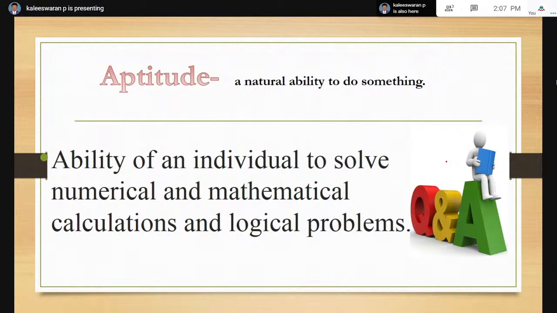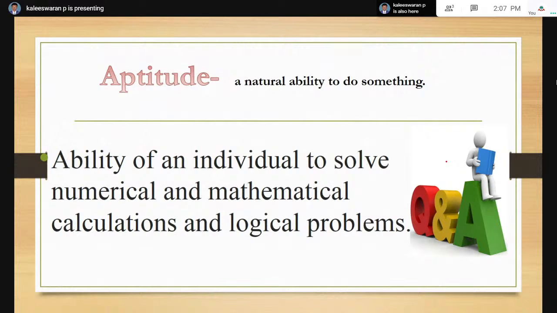Next, now you got the answer for the first question: as a first year student, why should I know aptitude? Because after completing your degree, wherever the job or higher studies, you need to clear competitive exams. Aptitude is compulsory in these exams. That's why you want to know about aptitude.